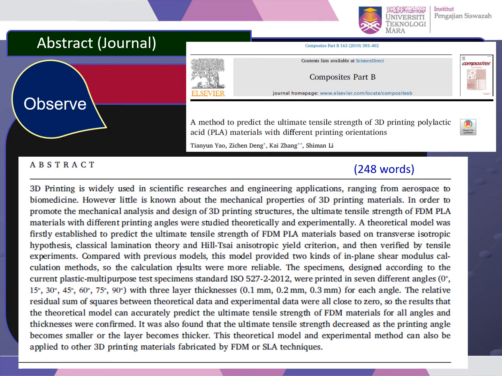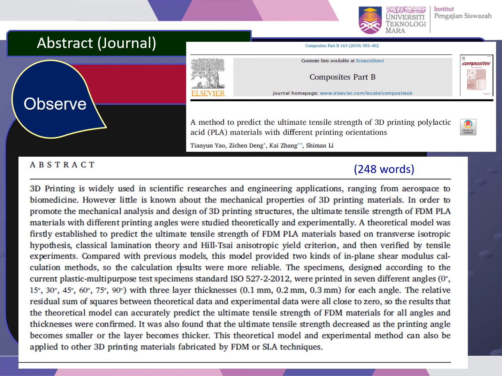Okay, let's observe the first abstract. It's taken from Composite Part B. The title of the paper is a method to predict the ultimate tensile strength of 3D printing polylactic acid PLA materials with different printing orientations. Now you look at the abstract here.